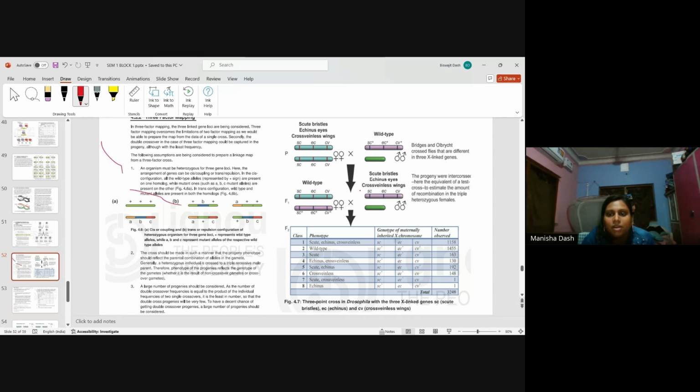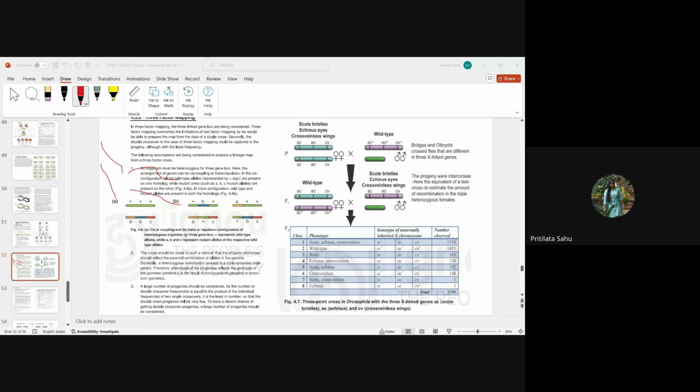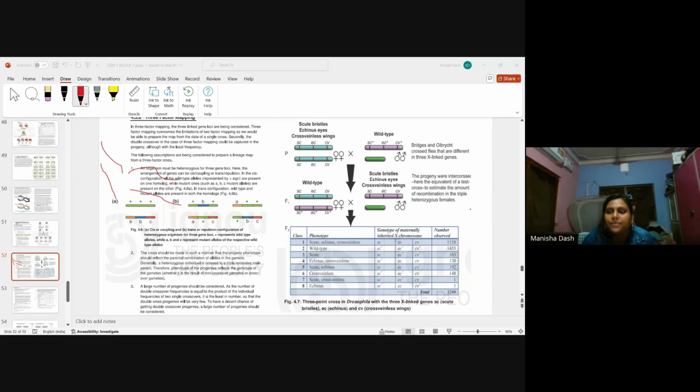So, is the drawing visible to you now if I'm drawing like this? Yes, ma'am. This red ink is visible, right? Okay. So let me show you.